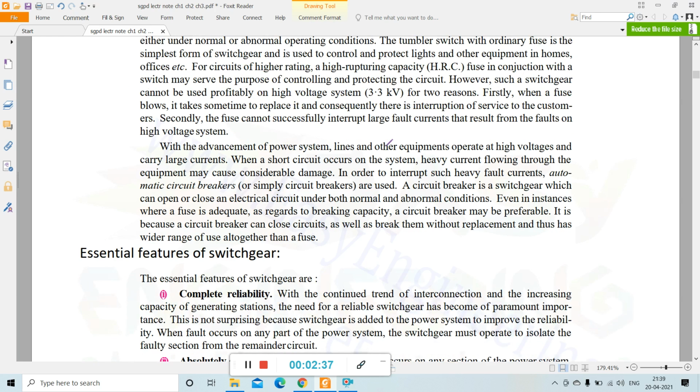When a short circuit occurs on the system, heavy current flows through the equipment and may cause considerable damage. In order to interrupt such heavy fault current, automatic circuit breakers are used. A circuit breaker is a switchgear which can open or close an electrical circuit under both normal and abnormal conditions. So these are all about the introduction to switchgear.